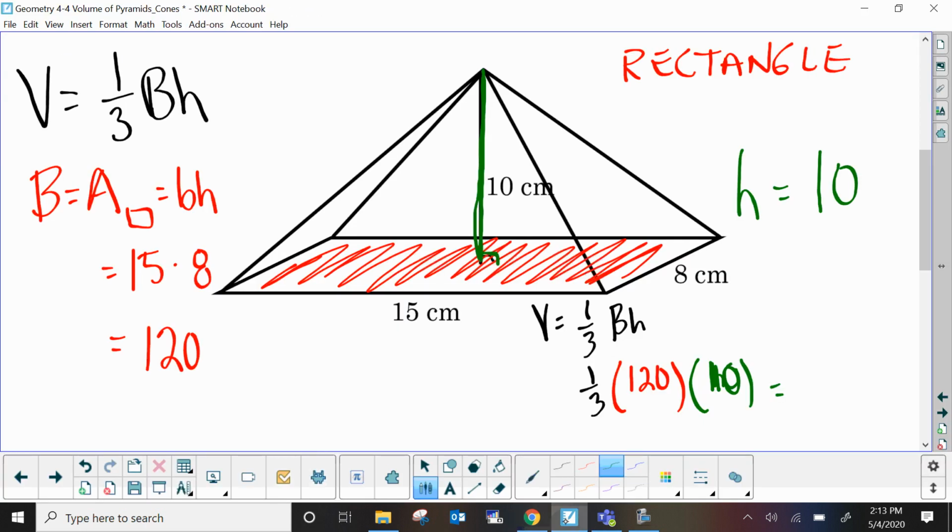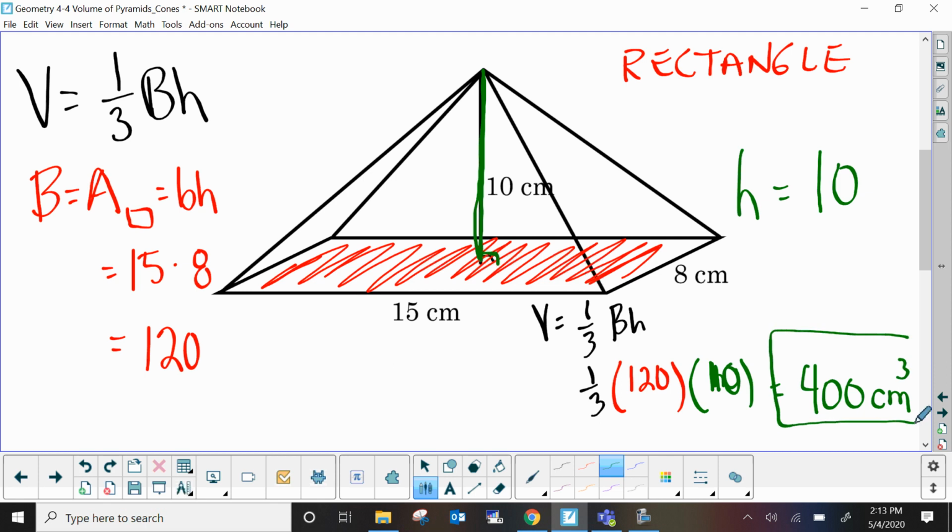So the volume of this pyramid is 400, and it's units cubed.